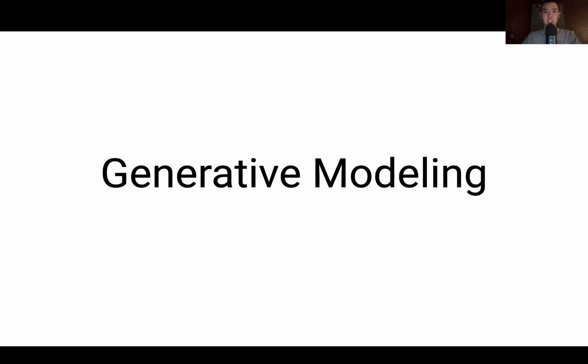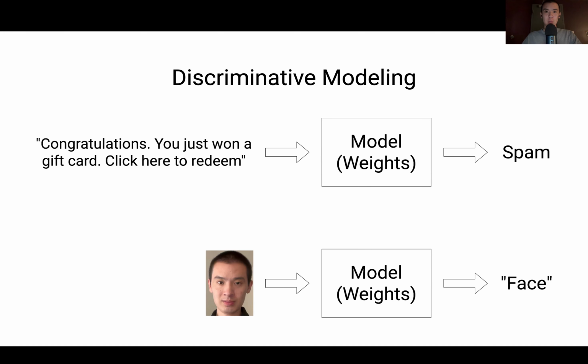Let's talk about generative modeling. So previously in this course, we've talked about discriminative modeling, a lot of syllables. An example of this could be you pass in a text of, "Congratulations, you just won a gift card, click here to redeem." And if our model has good weights, which can be thought of as like the knowledge or brain cells of the model, it will correctly determine that this text is spam rather than not spam.